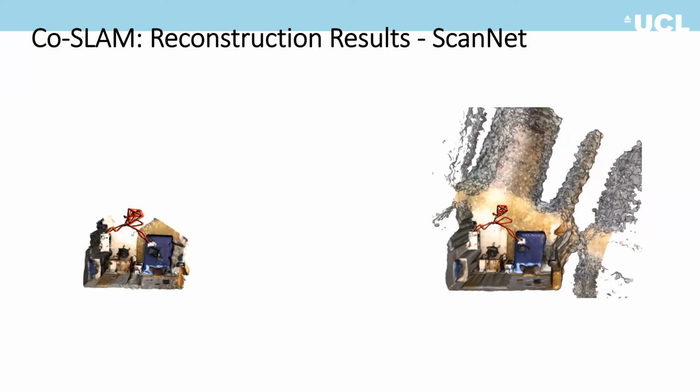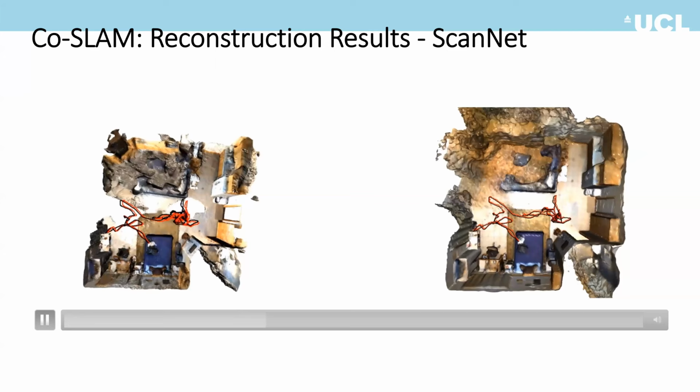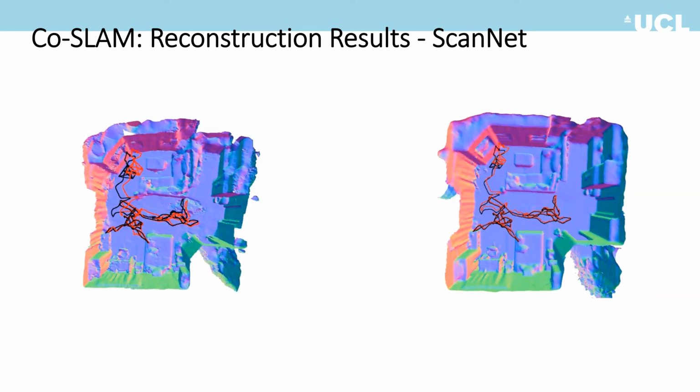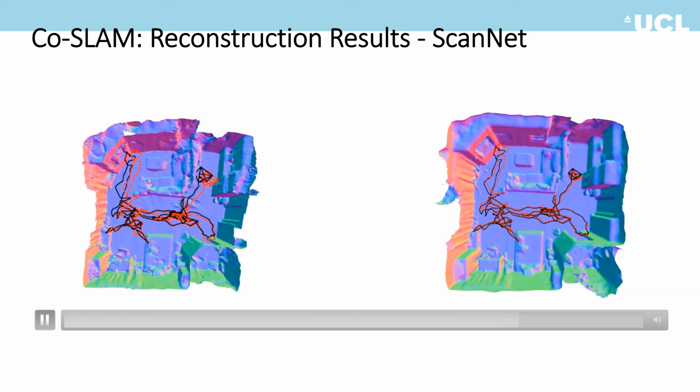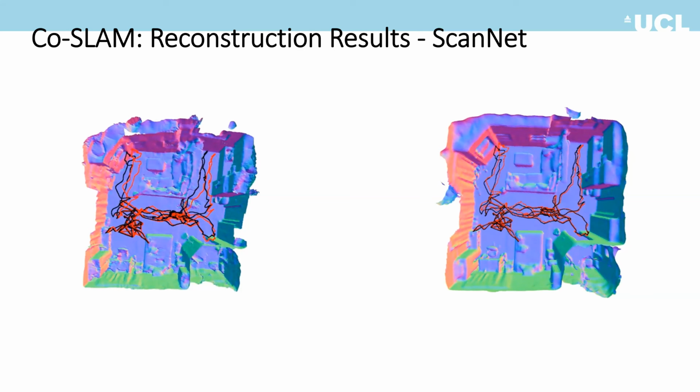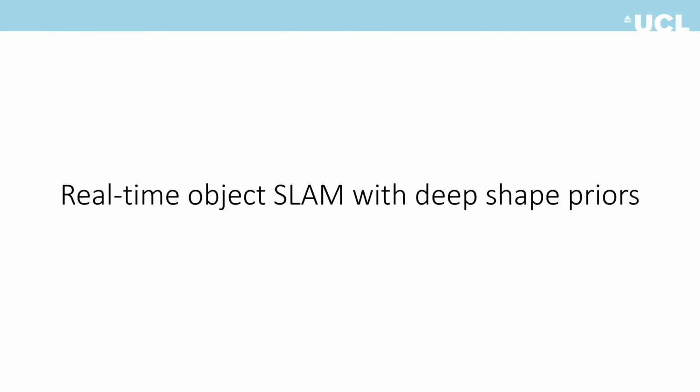We also tested on ScanNet, which consists of real-world sequences. Again, our method is on the right and the baseline SLAM is on the left. You can clearly see that the hole in the baseline is much worse. That region is not observed, but our method can fill it almost perfectly. Okay, I think that's it for the reconstruction SLAM.